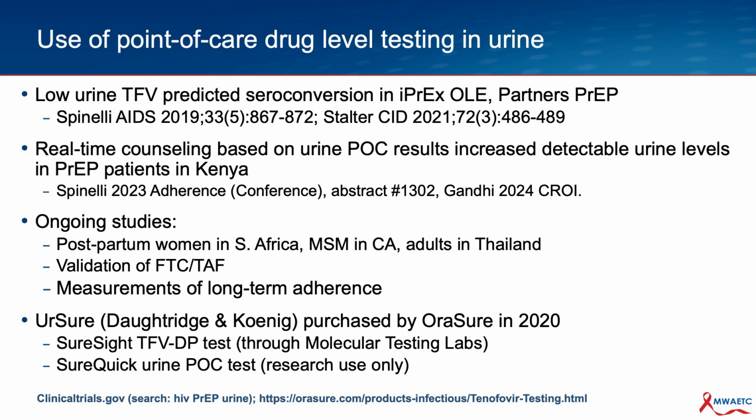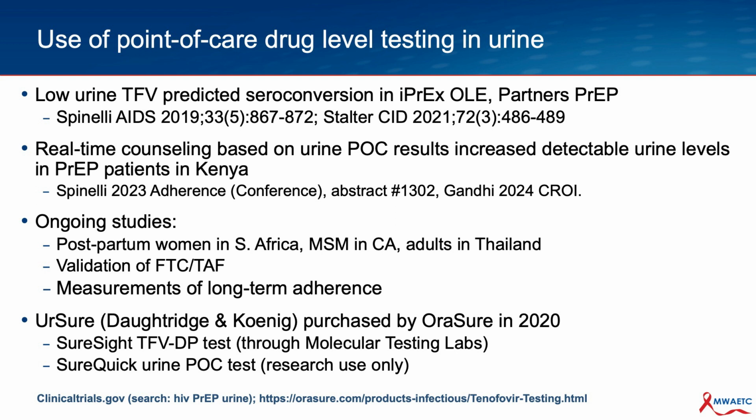So this work with urine point of care tests for tenofovir is being done in postpartum women in South Africa, in men who have sex with men in California, in sexually active adults in Thailand. This work has been primarily validated with FTC/TDF. So there's work going on for validation with FTC/TAF, which is going to change the levels. And then there's, of course, interest in identifying potential markers of longer-term adherence. So rather than just have you taken it in the last 24 hours, maybe getting to that one month to 2 month window where we can really look at long-term adherence.